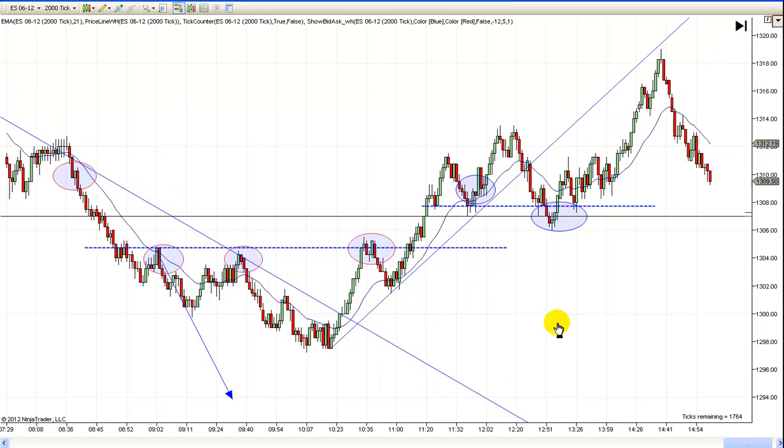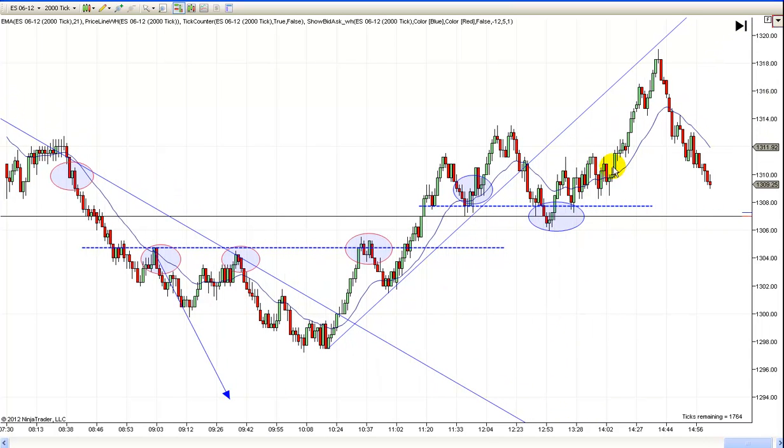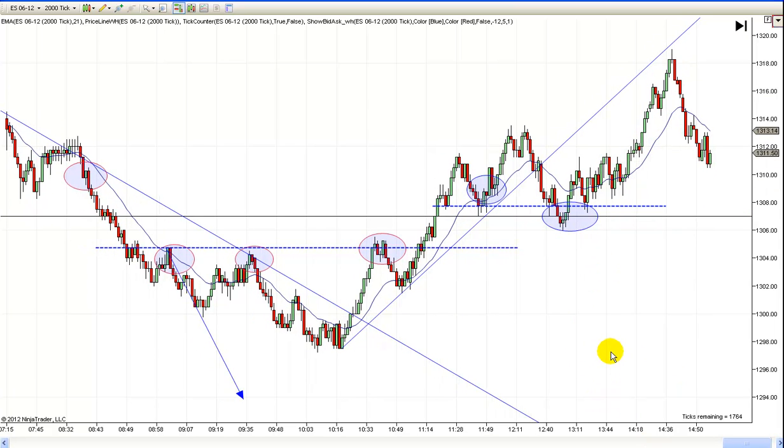So that was pretty much it for the day. Again, I didn't mark anything in here, and by the time this last upshoot came right here, it was after 2 o'clock. This is a two-legged pullback, and notice how each of these pullbacks is getting a little higher, especially the closes. Even the lows are a little bit higher, but the closes are definitely higher every time. That's a strong sign that the buyers are getting stronger, the sellers are getting weaker, and this is just a little two-legged pullback right here.